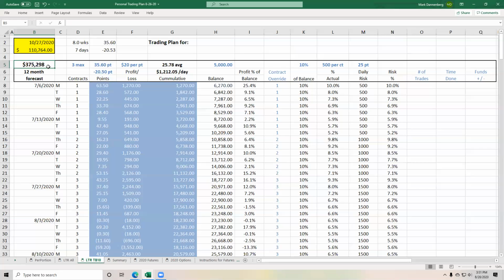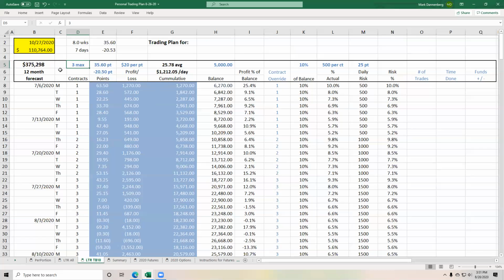And then when you use a tool such as this, the personal trading plan, and you insert a maximum number of contracts there, you'll grow the contracts. The trading plan will show you how many contracts to trade every day, and you'll grow the number of contracts until you hit that limit. And that's how you get to $375,000 of potential income.